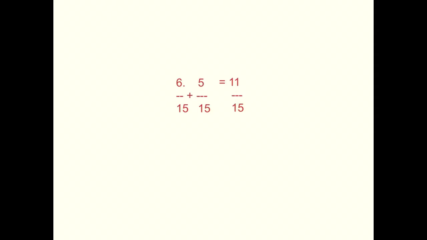If you already have the same denominator, all you have to do is add the numerators. 6 plus 5 is 11, so you would get 11 over 15.